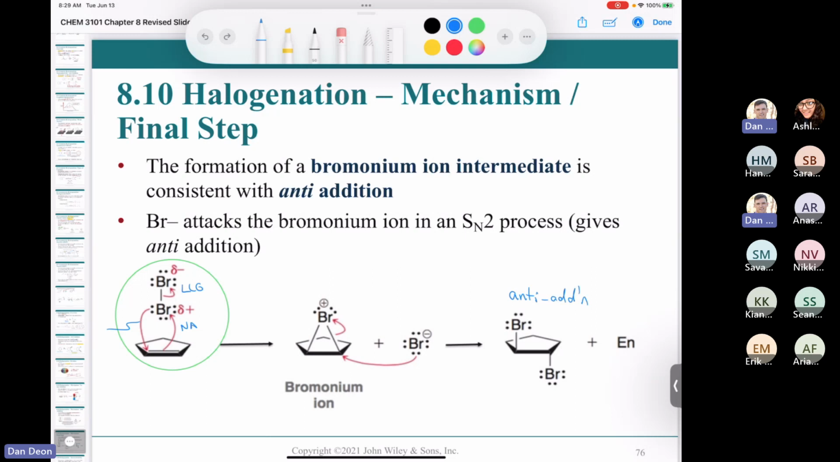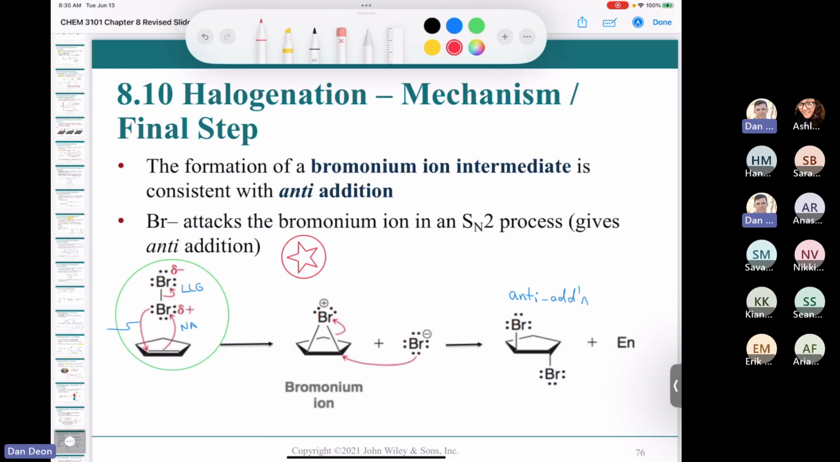Well, there you go. That's the whole mechanism. I'm going to put a red star on this one, everybody. I think this is a mechanism that is crucial for organic chemists to know. It's not a long mechanism, but I think it's a very important mechanism for you to know.